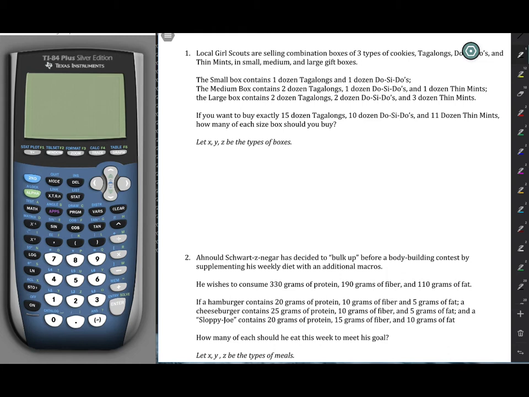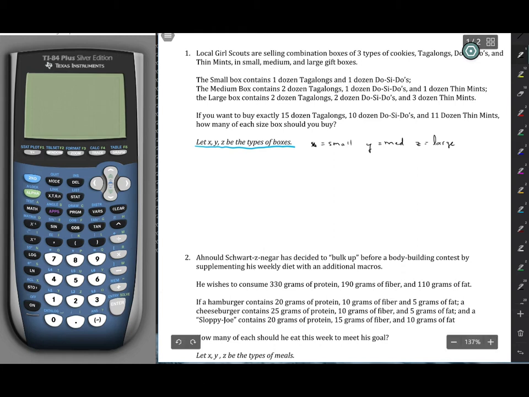With word problems, as I mentioned in the past, it's always important to notice what you're solving for. And that is going to be the types of boxes. So it can be confusing. Do I let X, Y, and Z be Tagalongs and so forth? No, we'll let X be small, since it says so. Y is going to be medium, and Z will be large. Those are going to be the columns of the matrix that we'll start to set up.